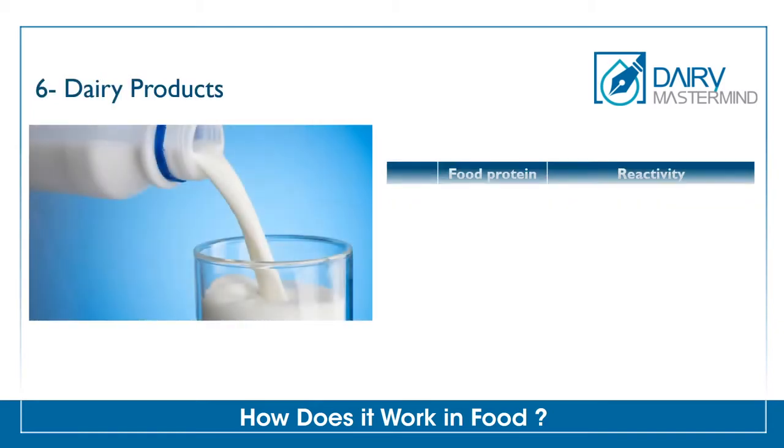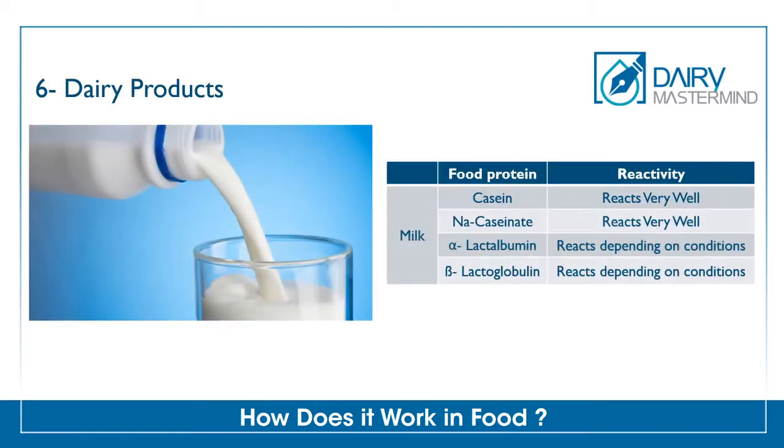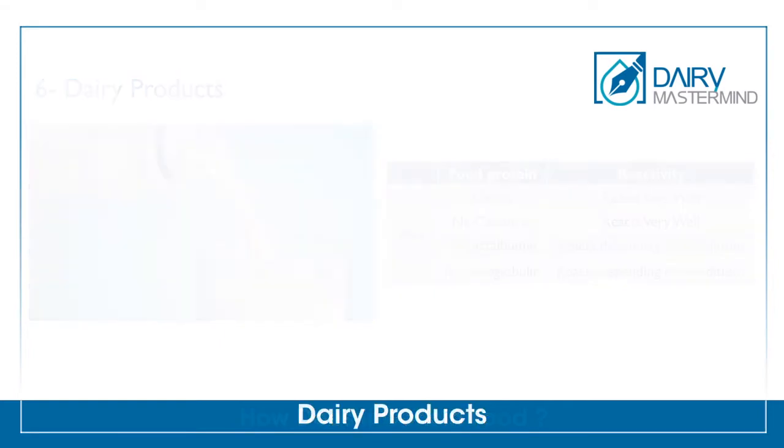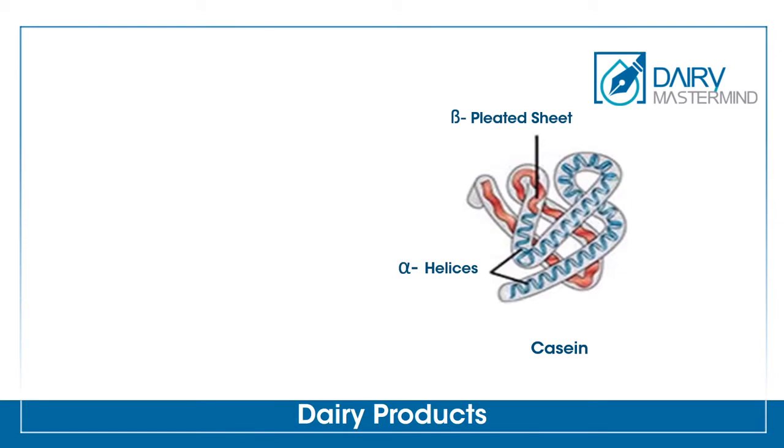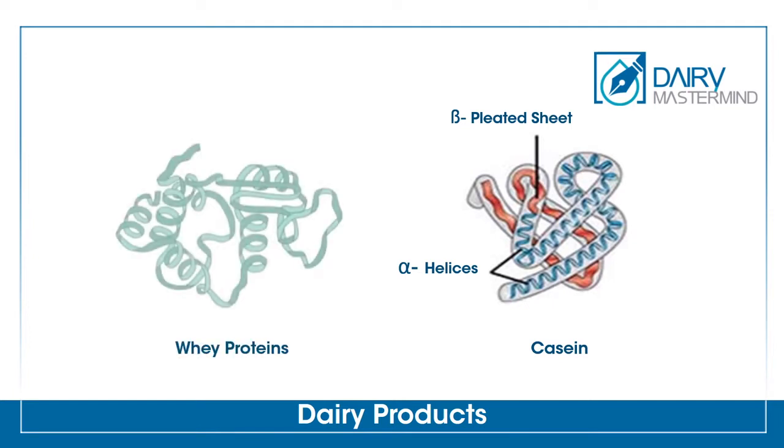Number 6. Dairy products. In dairy products, which are the main topic of discussion here, casein proteins react very well with TG enzyme, but whey protein reaction varies depending on the conditions. Because of their open tertiary structure, caseins are more exposed and therefore considered to be more effective substrates for TG than whey proteins that have quaternary structure.